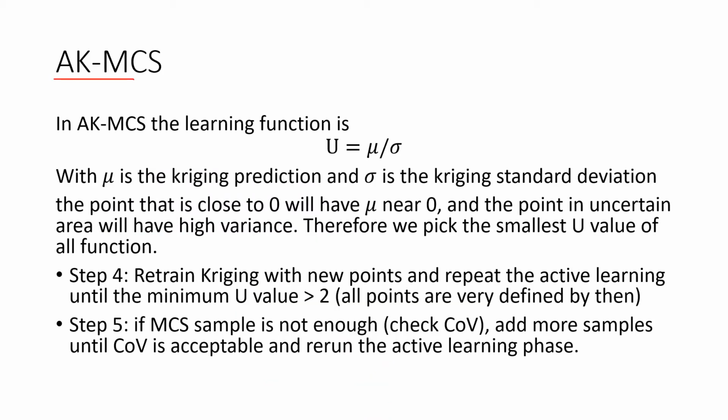So the AKMCS uses the U learning function, which combines the mu, which is the prediction value, and the sigma, which is the confidence of the prediction. If it's close to 0, the mu will be small, and if the sigma is high, we want to pick the mu that is equal to 0 and the sigma that is high. So this will lead to a small mu. So we choose the U function that has the smallest possible value within the candidate samples, and we put the new samples in and retrain the Kriging with the new points and repeat the active learning.